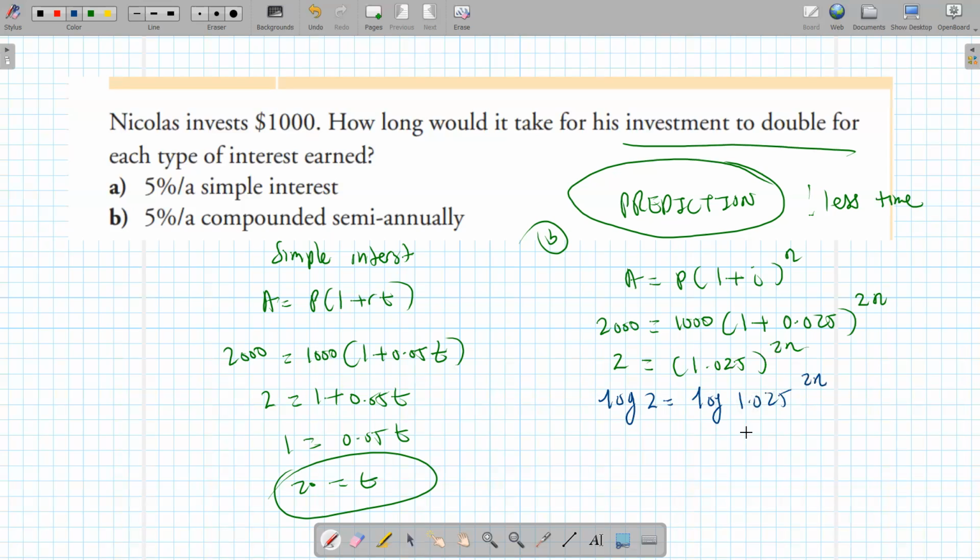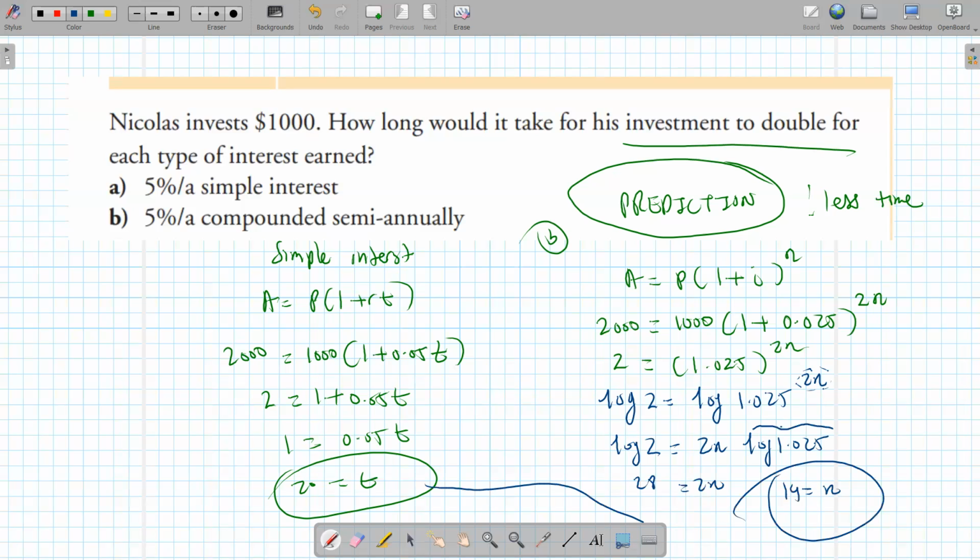1.025 to the power 2n. When you do this, the exponent drops down, yeah? So you get 2n times log of 1.025 equals log of 2. What's next? We're trying to solve for n. You divide by log 1.025. So I'm going to divide both sides by log of this. So log 2 divided by log of 1.025, and that gives me 28. What's next? You divide both sides by 2, right? There we go, 14 years.